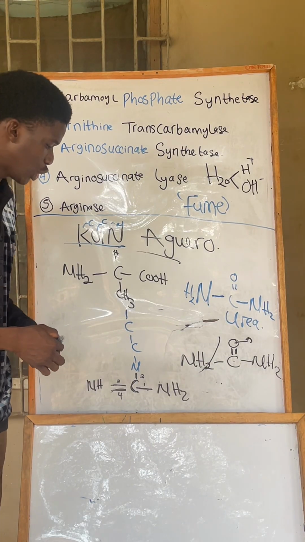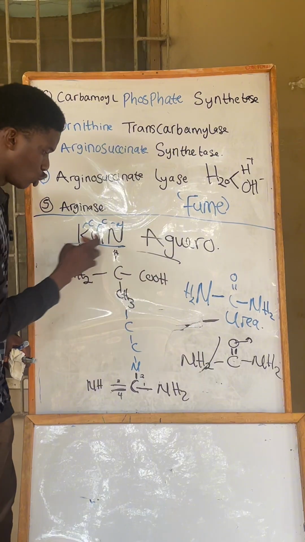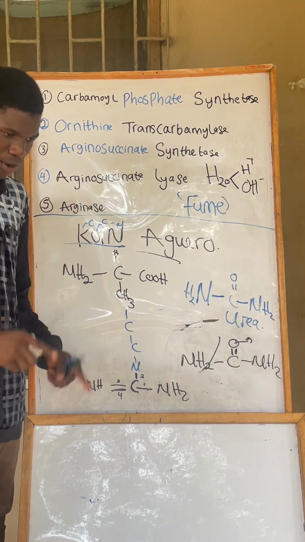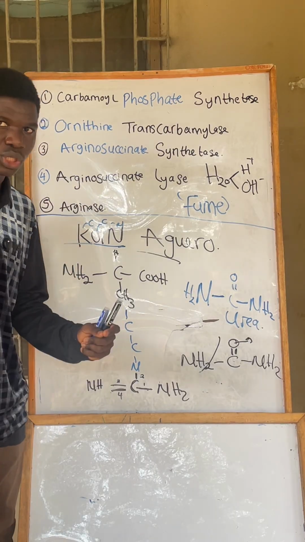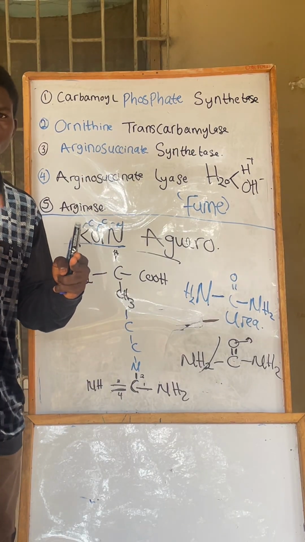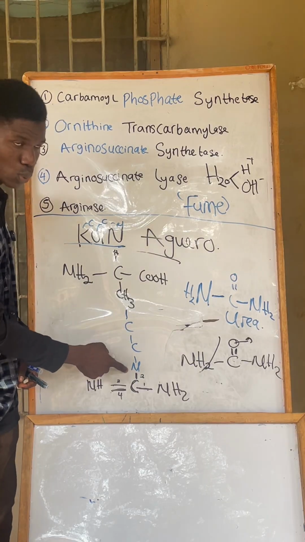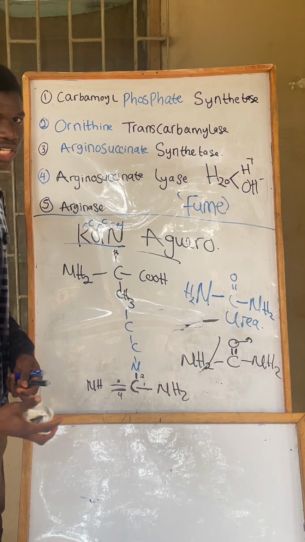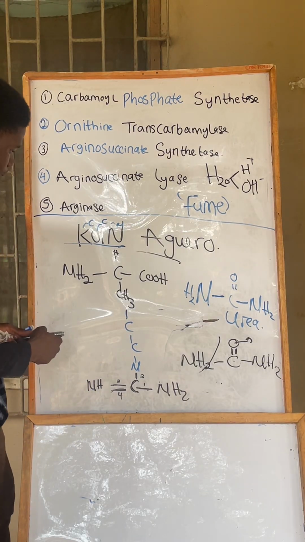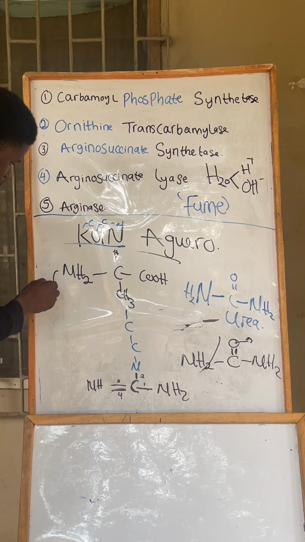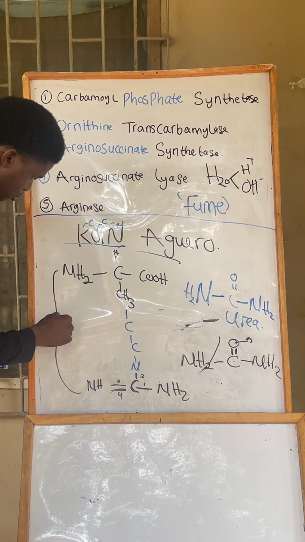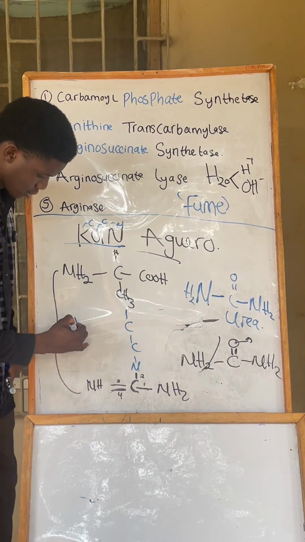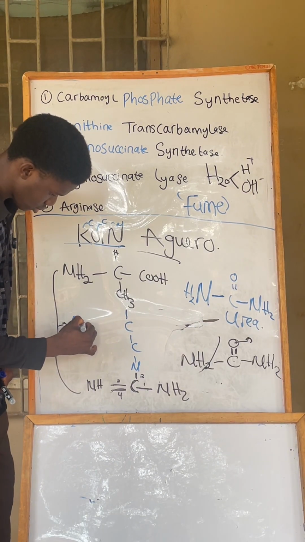So in order to draw the structure of your arginine, you need the alanine structure first, which is the amino acid we have. The next thing is the cone. That is two carbon, end it with nitrogen. Then bring the urea structure without oxygen and attach it to it. So this is arginine. So this whole structure is known as arginine.